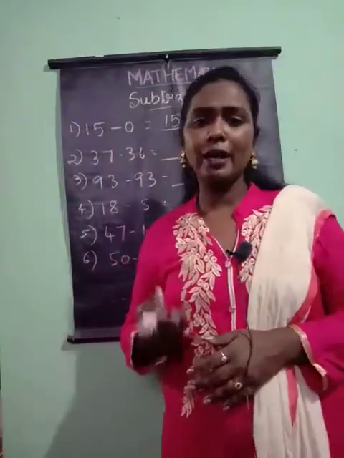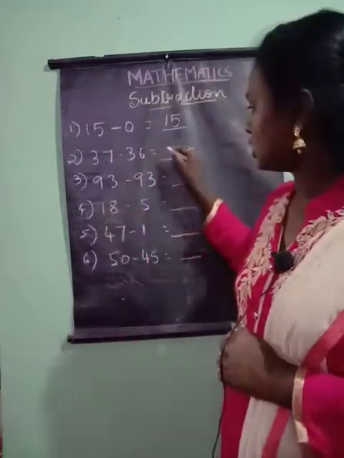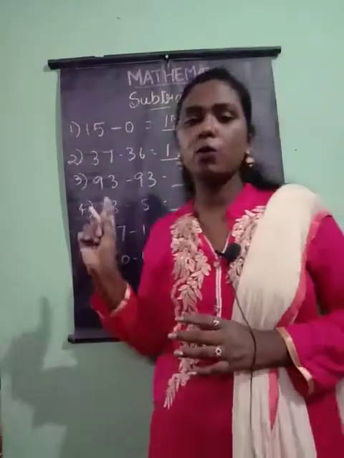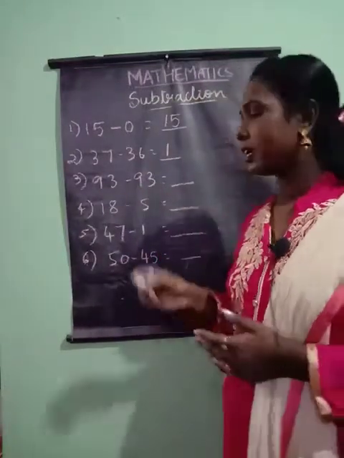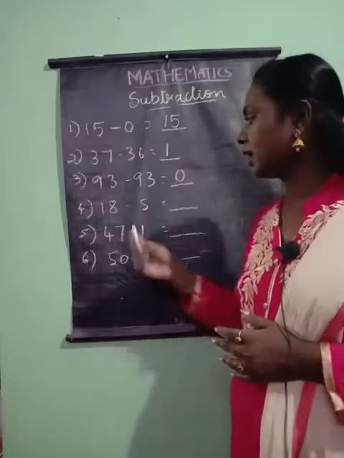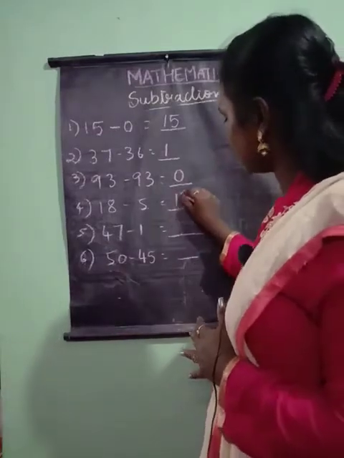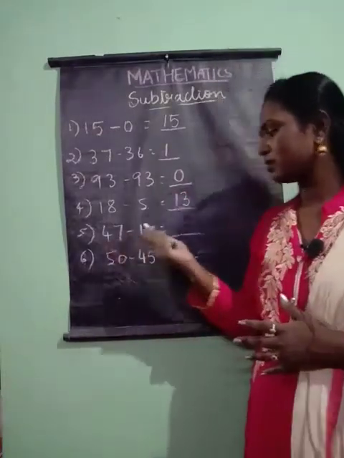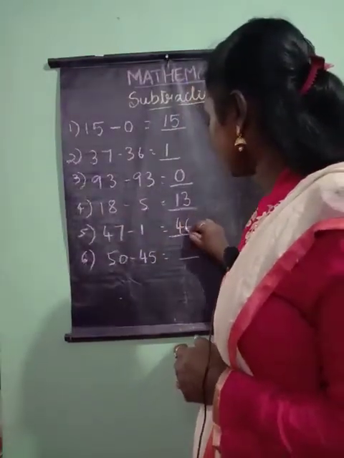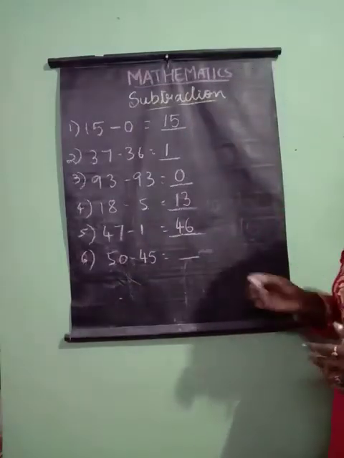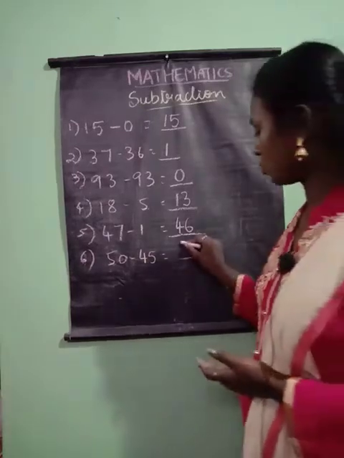Next, 37 minus 36. So 37 is a number which comes next to 36. So then how much? It is just 1. So the difference between both the numbers is 1. So 93 minus 93, how much? It is 0. Again 18 minus 5. So 18 minus 5 is 13. Again 47 minus 1. If we take 1 from 47, we get 46. So 50 minus 45. What is the difference between both? It is 5 numbers difference.